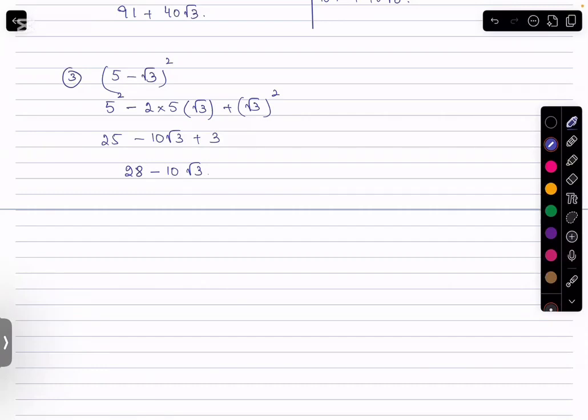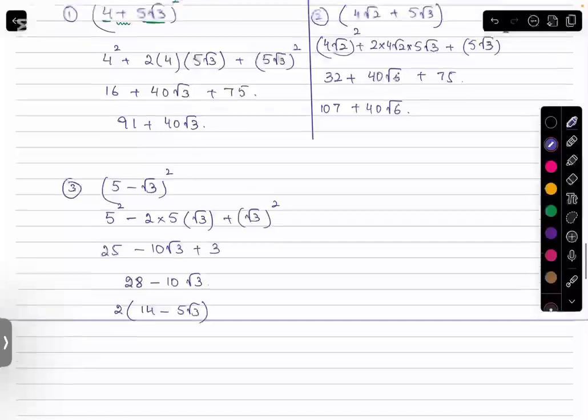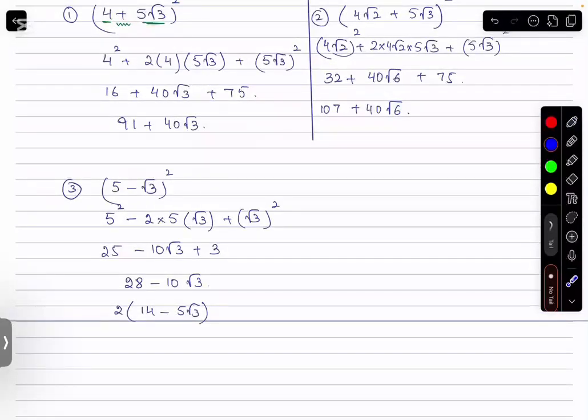Why not? 28 and 10, I can take 2 common. I'll be left with 14 minus 5 root 3. Oh. कर सकते हैं ना? तो जहाँ पे हम कर सकते हैं वहां हमें कंप्लीट इसको सिंप्लीफाई करना है. पिछले क्वेश्चन से मैंने सिंप्लीफाई नहीं किया था क्योंकि हो ही नहीं सकते. 91 and 40 we can't. There are no common multiples या common factors. 107 and 40 again no common factors. ठीक है ना? डन. Yes.